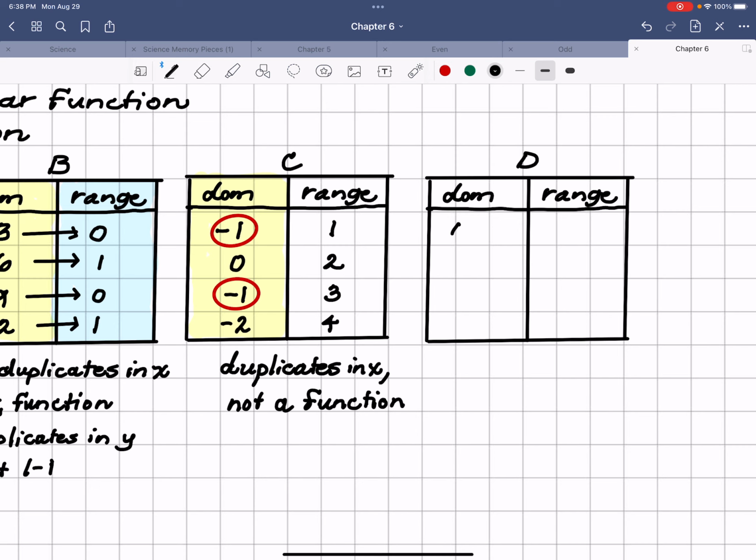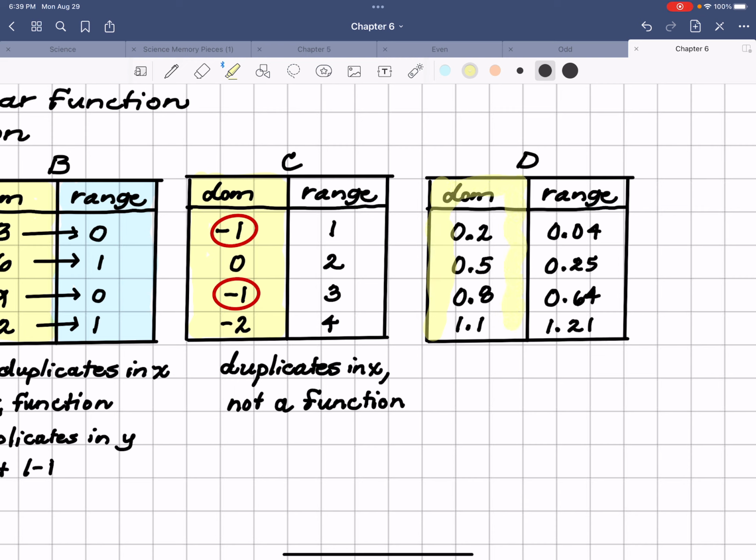All right. Then we have, it's raining here. 0.2, 0.5, 0.8, and 1.1. And then we have 4 hundredths, 25 hundredths, 64 hundredths, and 1 and 21 hundredths. So in the x column, it doesn't matter if they're decimals or fractions or whatever, the rules still apply.